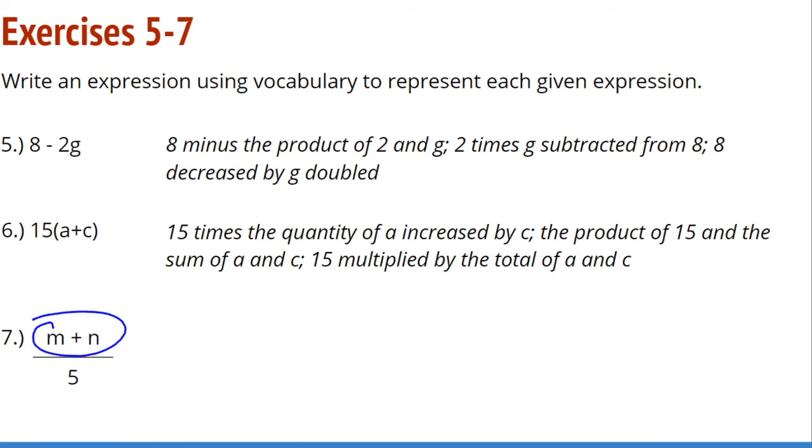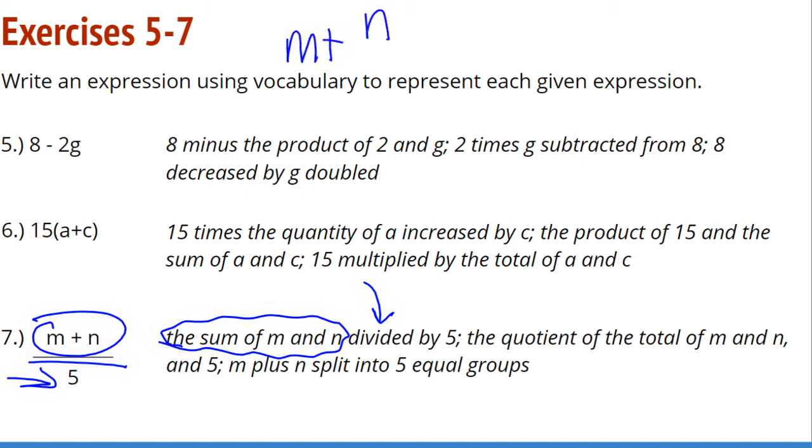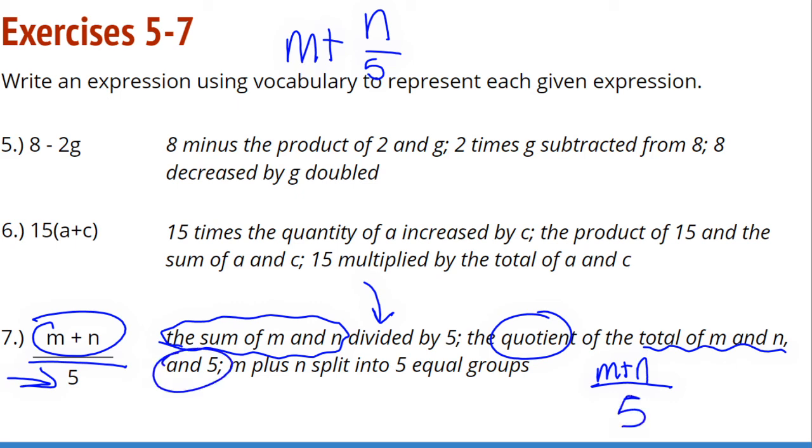So I've got a sum that will then be divided by a 5. So I've got the sum of m and n, so here is the sum of m and n divided by 5, okay. I could read that one as m plus n divided by 5 though, and that could be a problem. The sum of m and n divided by 5. The quotient of the total of m and n and 5. So I have a quotient, I have a division. I've got the total of m and n and 5. Okay.